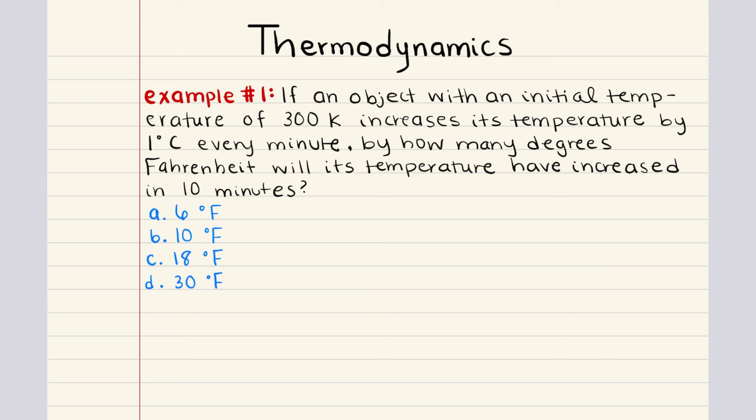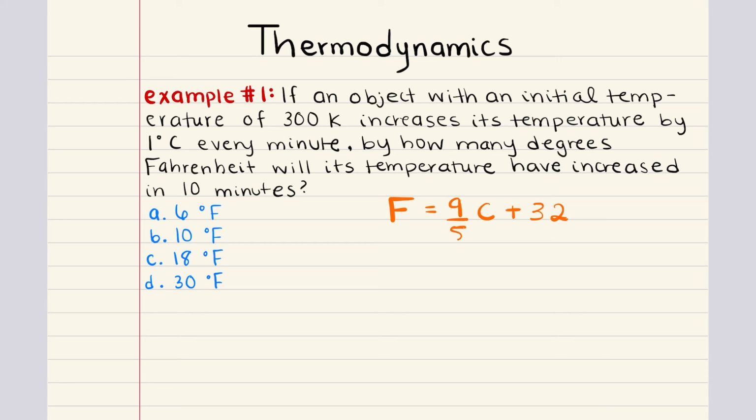First, the Kelvin unit and the Celsius degree, they are the same size. So a change of 1 Kelvin is equal to a change of 1 degree Celsius. Second, the Celsius and the Fahrenheit temperature scales, they're related by this equation right here. The temperature in Fahrenheit is equal to 9/5 multiplied by the temperature in Celsius plus 32.